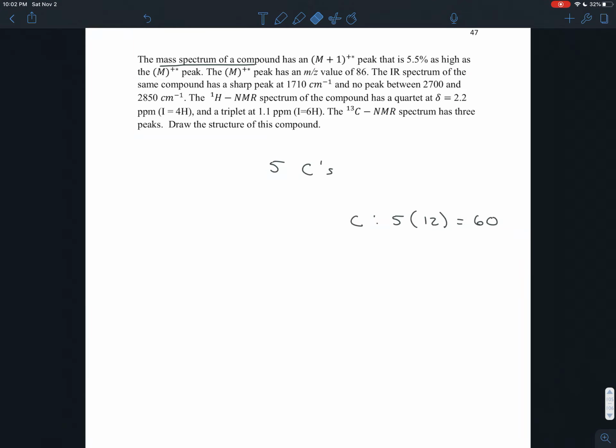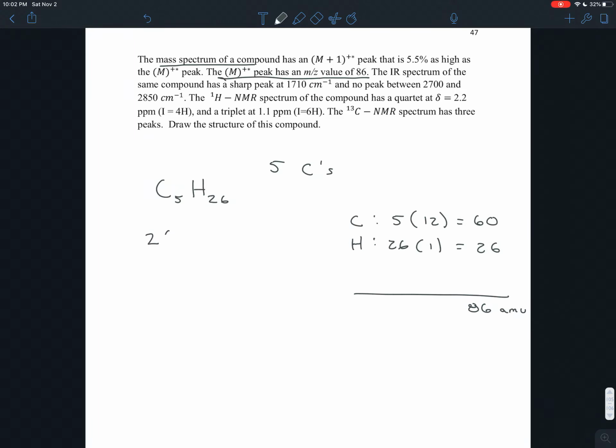Okay, next. The molecular ion peak has a mass-to-charge ratio of 86. That means all the mass of everything has to add up to 86 AMU. If we tried to add hydrogens, so we know that we're going to have C5, each hydrogen weighs 1 AMU. We have 60 now, we need 86, that means we'd have to add 26 hydrogens to get the total 86. But there's no way you can fit 26 hydrogens on the carbon.